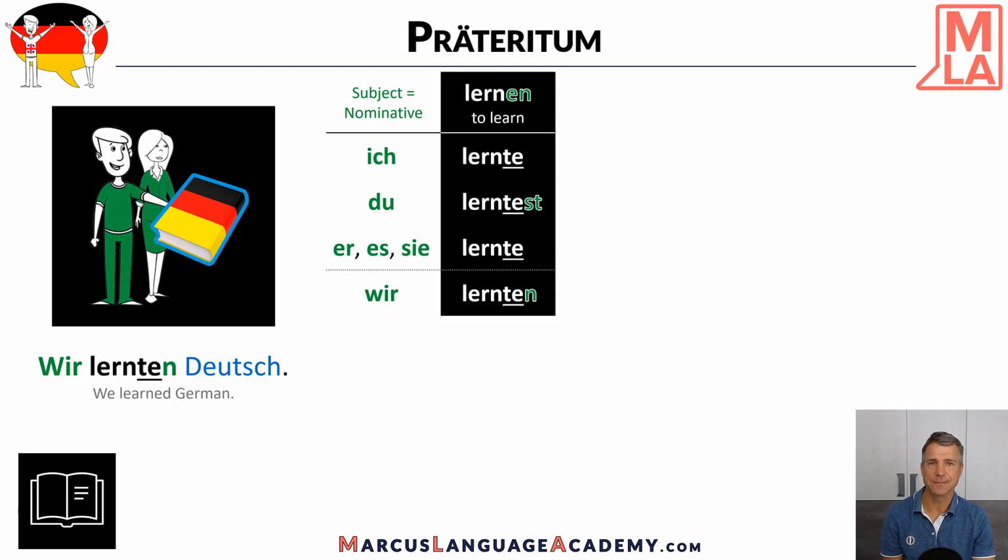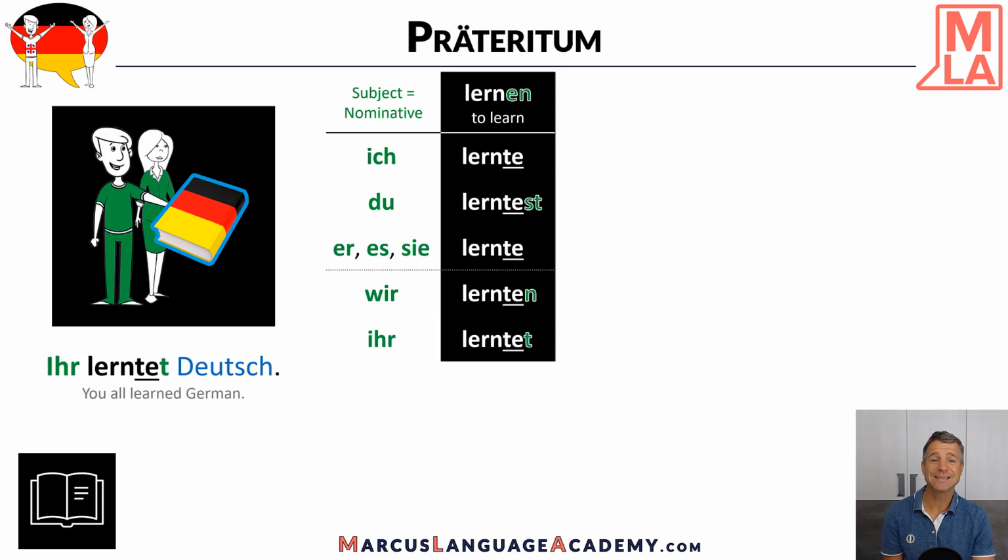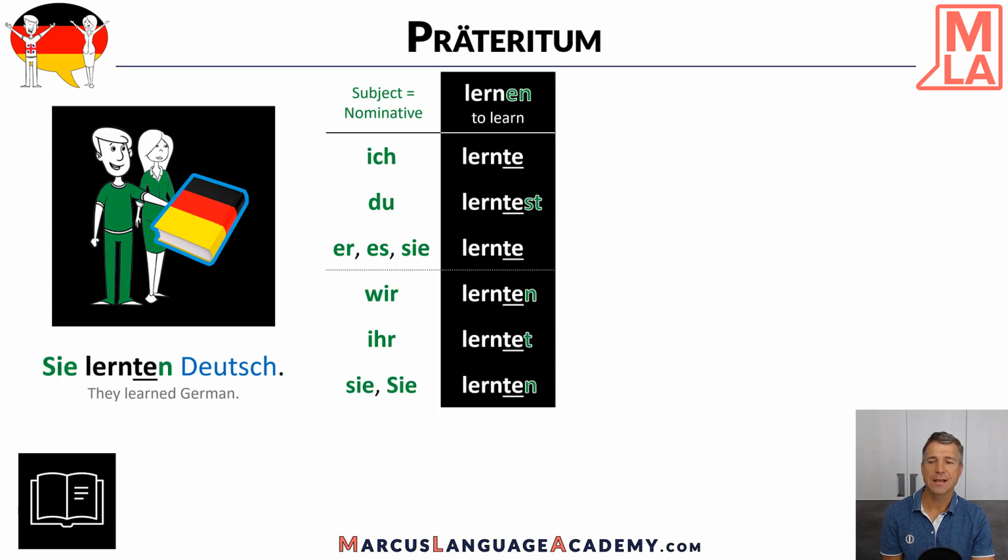Wir lernten Deutsch, we learned German. Ihr lerntet Deutsch, we add a t, you all learned German. And sie lernten Deutsch, they learned German. It's the same as the first person plural: wir lernten, sie lernten.